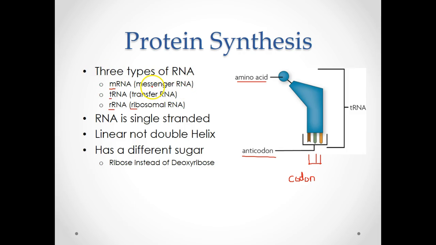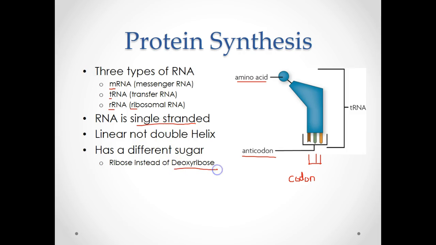for our specific protein. Okay, so mRNA is produced in the nucleus. Well, I should say all these RNAs are produced in the nucleus, but all of these RNAs are going to be produced from the DNA in a process called transcription. And all of these RNA molecules are going to be single-stranded, and they have a different sugar than DNA.